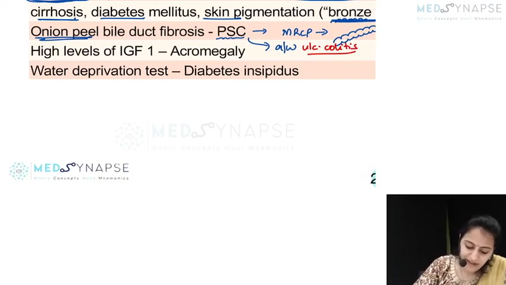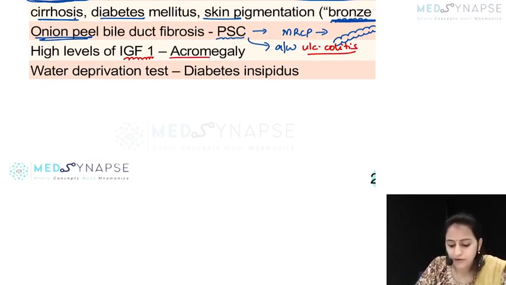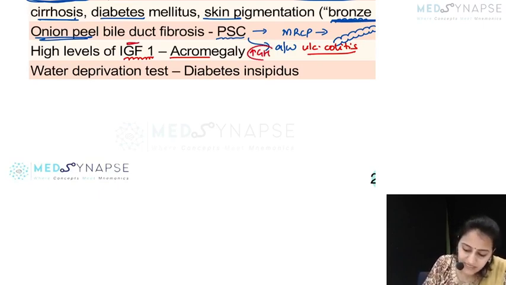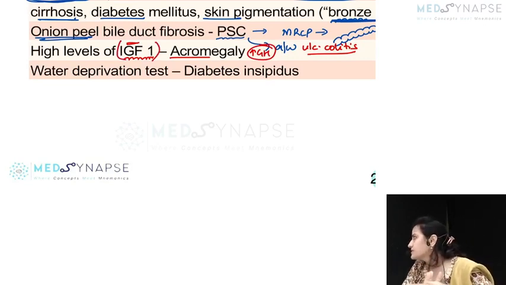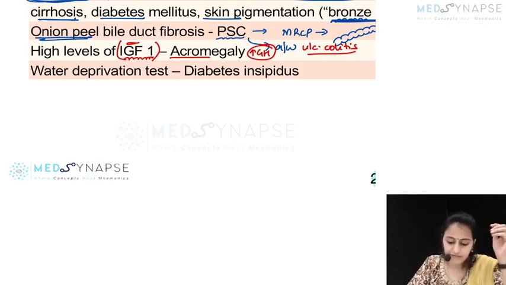High levels of IGF-1 will be seen in which endocrine disorder? Acromegaly. Remember, insulin-like growth factor is when there is increased growth hormone. So remember, GF is GH. Increased growth hormone. Acromegaly is increased IGF-1.